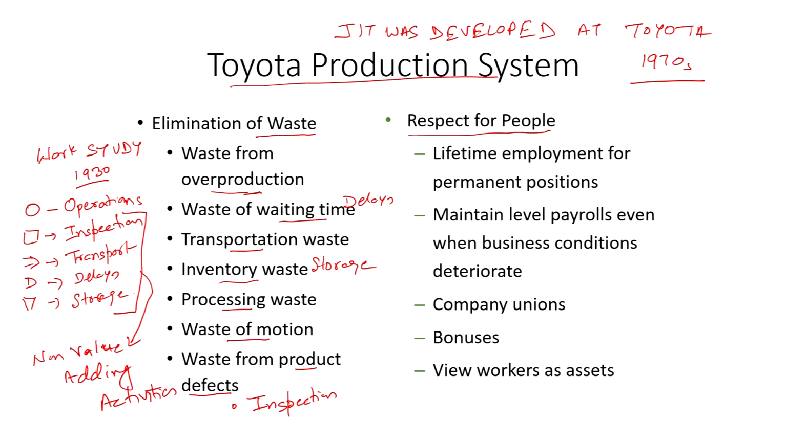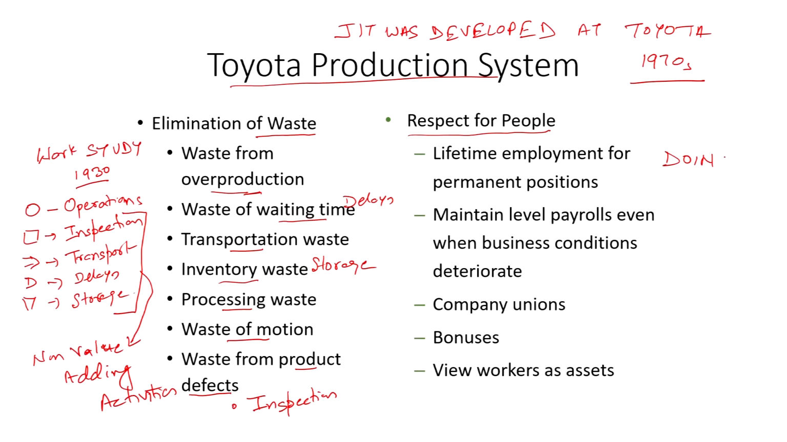The idea is doing the thing right first time. If you are able to do the right thing first time, there is no need of any inspection. So, in JIT context, in TQM context, we are saying that doing the thing right first time and every time, doing the work right first time and every time.